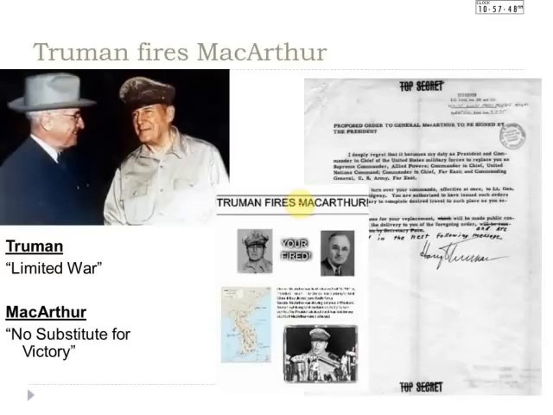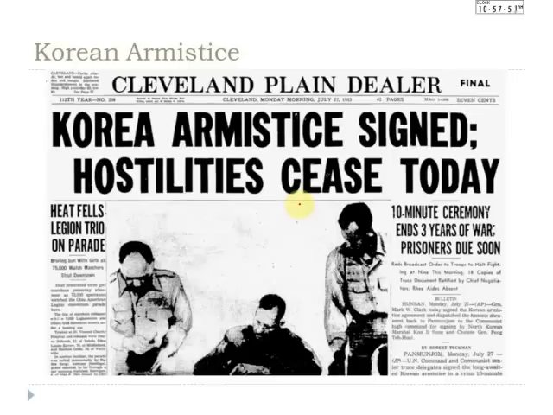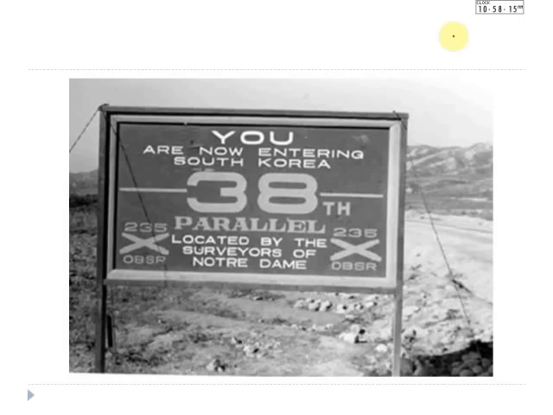In any case, we fire MacArthur, and eventually we sign a Korean armistice in 1953. An armistice is what? Ceasefire. A ceasefire. Yes. We sign a ceasefire in 1953, a Korean armistice. What this armistice agrees to is restoring the borders to the 38th parallel. We restore the original borders at the 38th parallel.